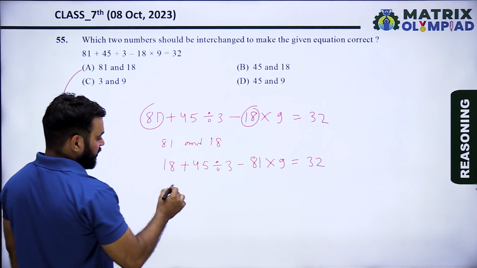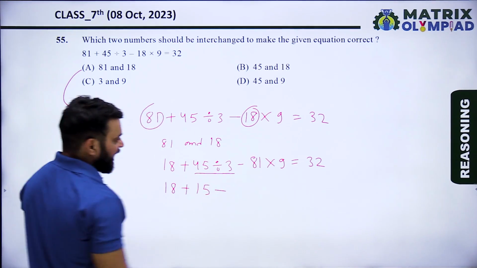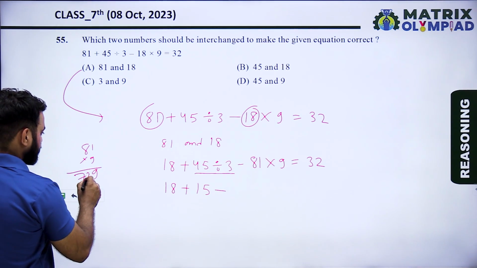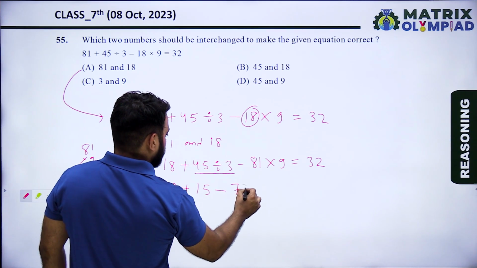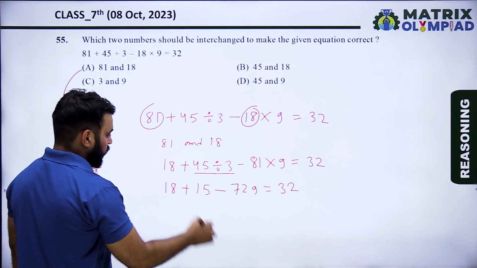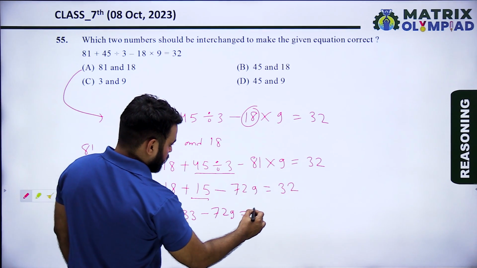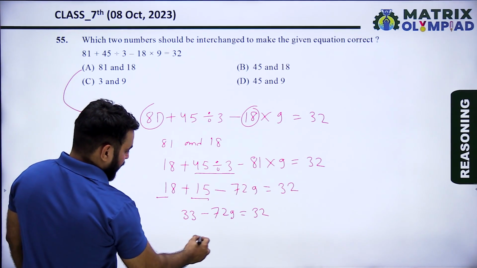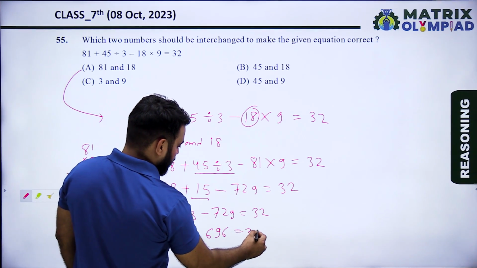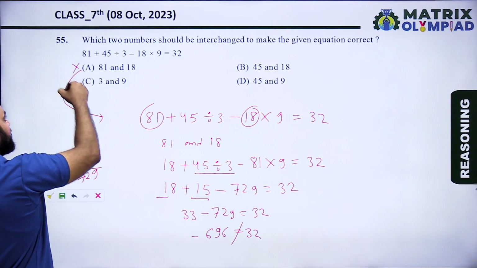Using BODMAS, 18 plus 45 divided by 3 means 15, minus 81 into 9. 81 into 9 is 729. So 18 plus 15 is 33, minus 729 equals 32. That means minus 696 equals 32. But minus 696 does not equal 32, so option A is the incorrect answer.